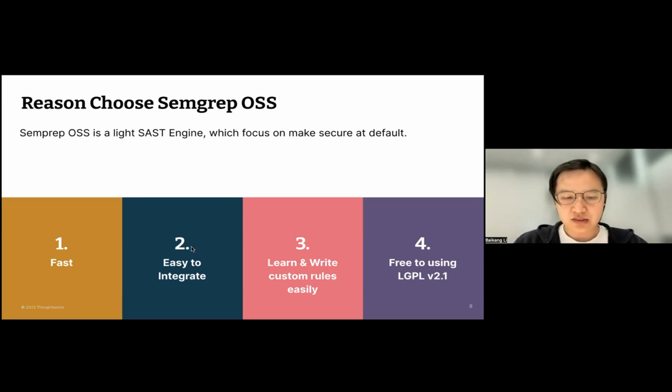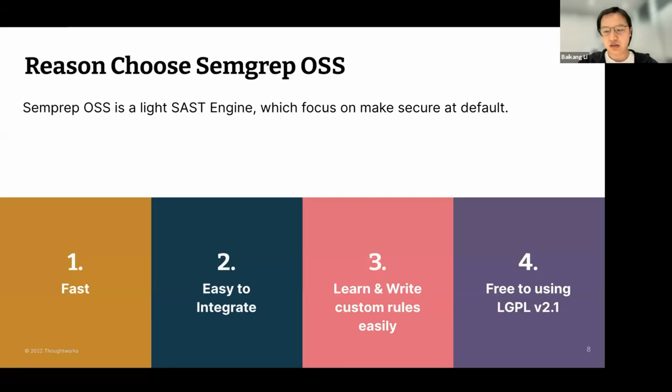Because it is a very simple and fast engine, it is very easy to integrate. You can run it at pre-commit, and we can also run it fast in your workflow or pipelines. At the same time, because the engine is simple, it is easy to learn and write custom rules. In this session, I will also share how to write simple custom rules.